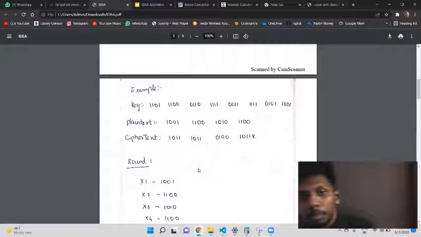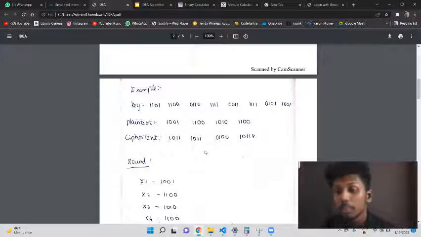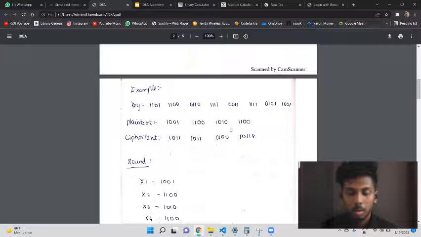So we'll take an example. We have a key of 32 bits, a plain text of 16 bits, and a cipher text. We'll find the cipher text. In this example, we are going to take this plain text and key to find the cipher text, and we will cross-check whether our answer is correct or not.